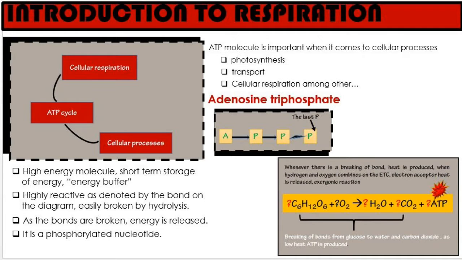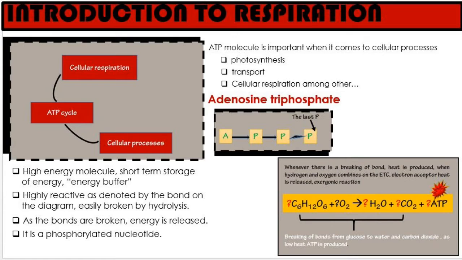And then we have come to a position whereby we appreciate that as our bonds are broken, what results is release of energy, and also that our ATP is a phosphorylated nucleotide. Nucleotide, maybe you are referring to things like the genetic material, with a phosphate group added to it.